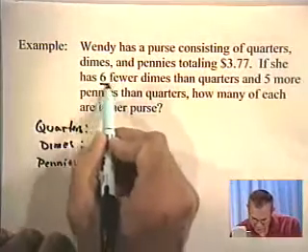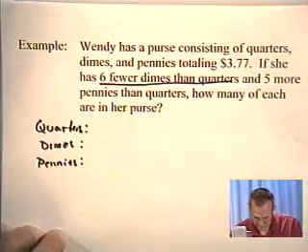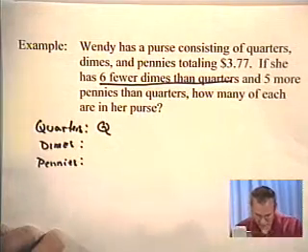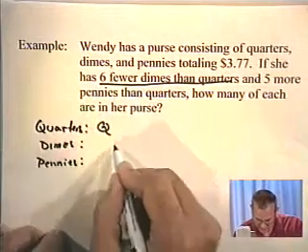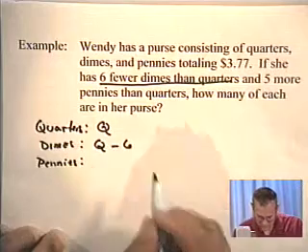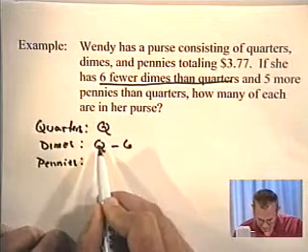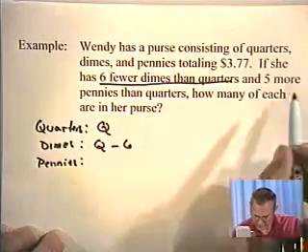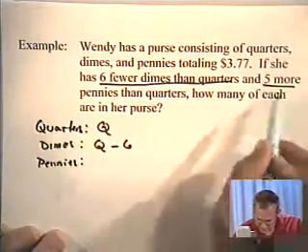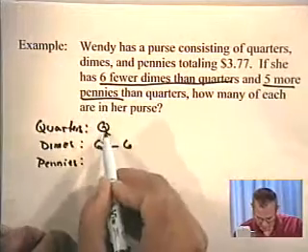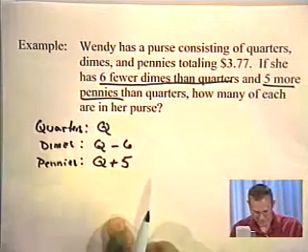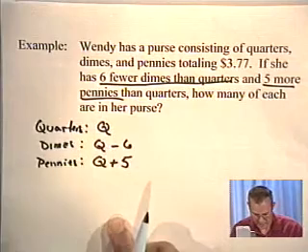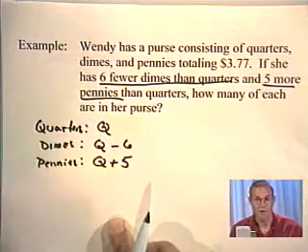She has 6 fewer dimes than quarters. Well, if we let Q equal number of quarters, then how many dimes does she have? She's got 6 fewer dimes than quarters, so the number of dimes is going to be Q minus 6. Similarly, let's look at the pennies. She has 5 more pennies than quarters. Well, this is the number of quarters, and the number of pennies is Q plus 5. So we've got Q quarters, Q minus 6 dimes, and Q plus 5 pennies, which is fabulous because we have one variable describing each component of our problem.